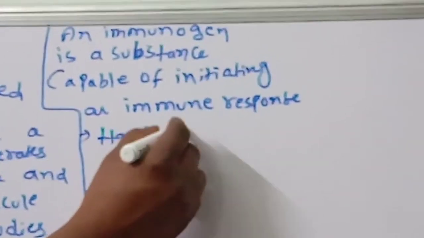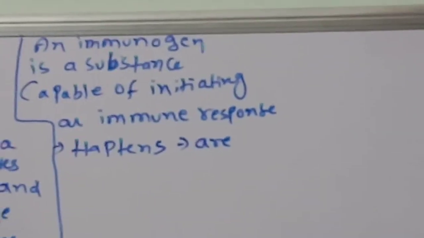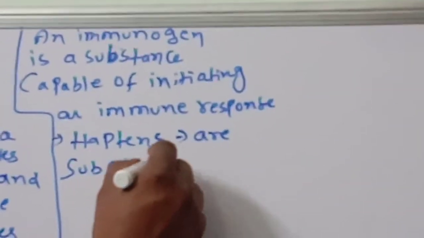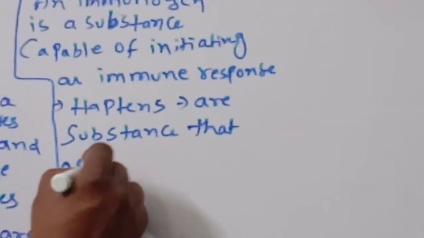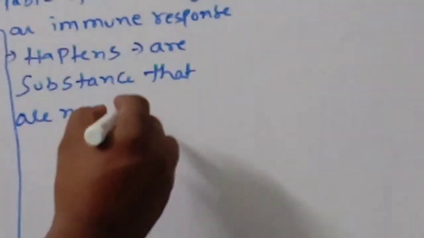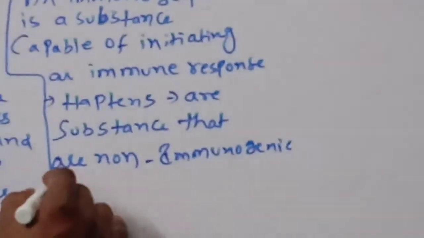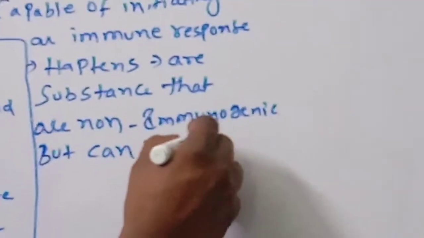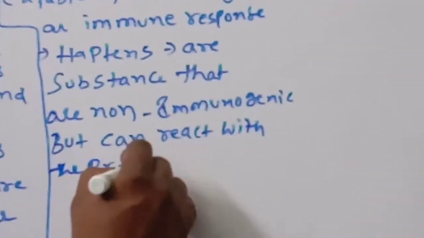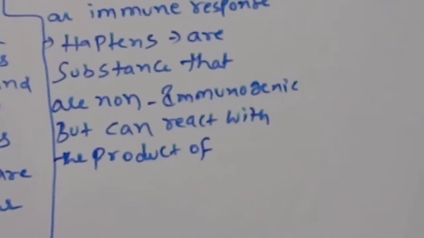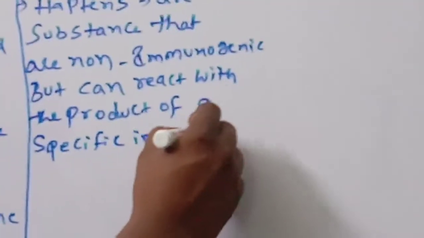Next point, haptens. Haptens are substances that are non-immunogenic but can react with the product of a specific immune response.